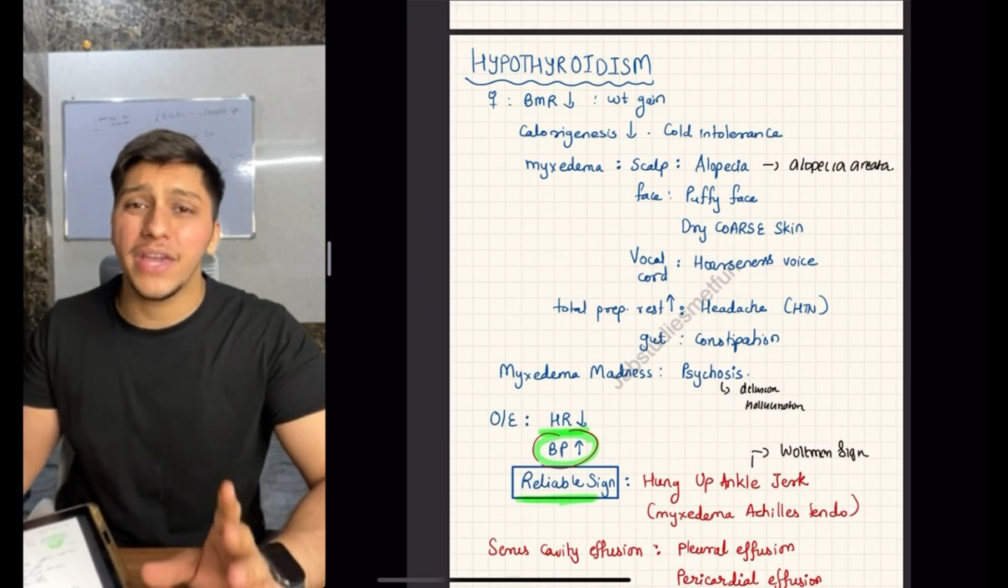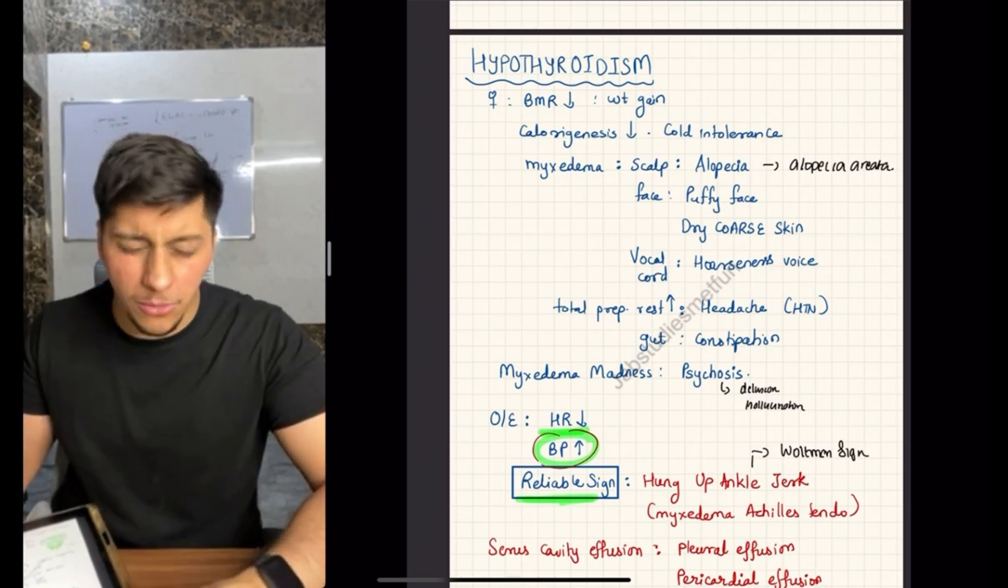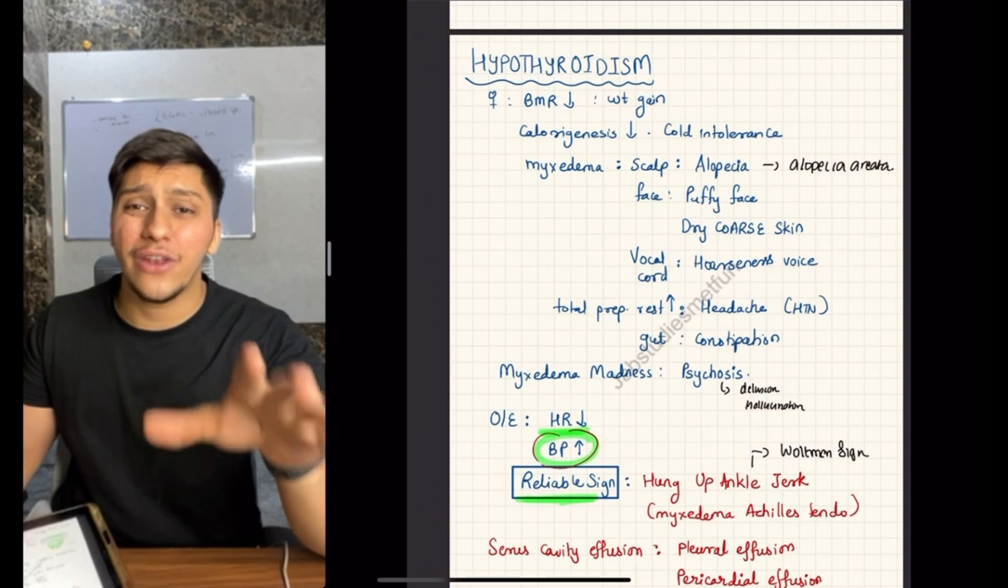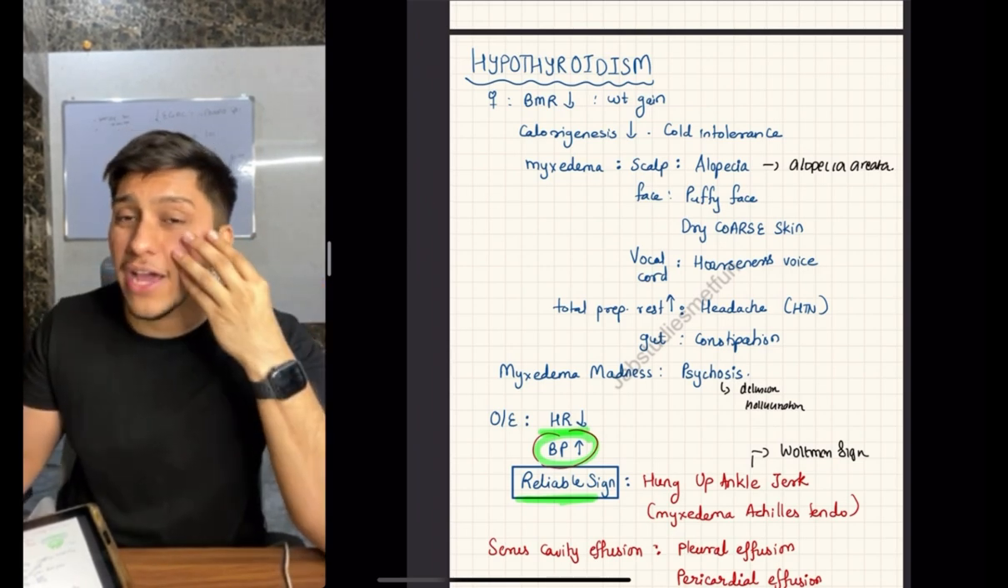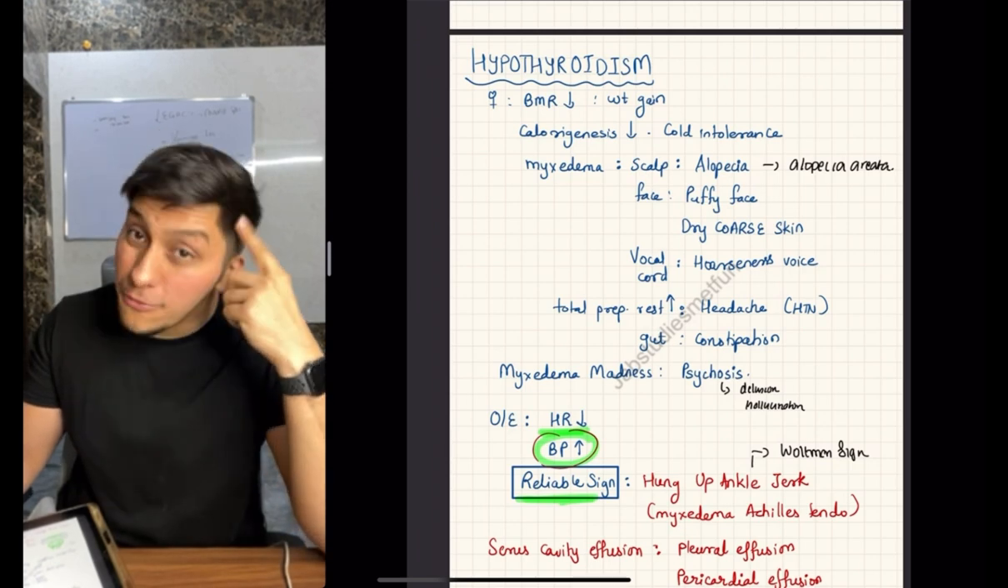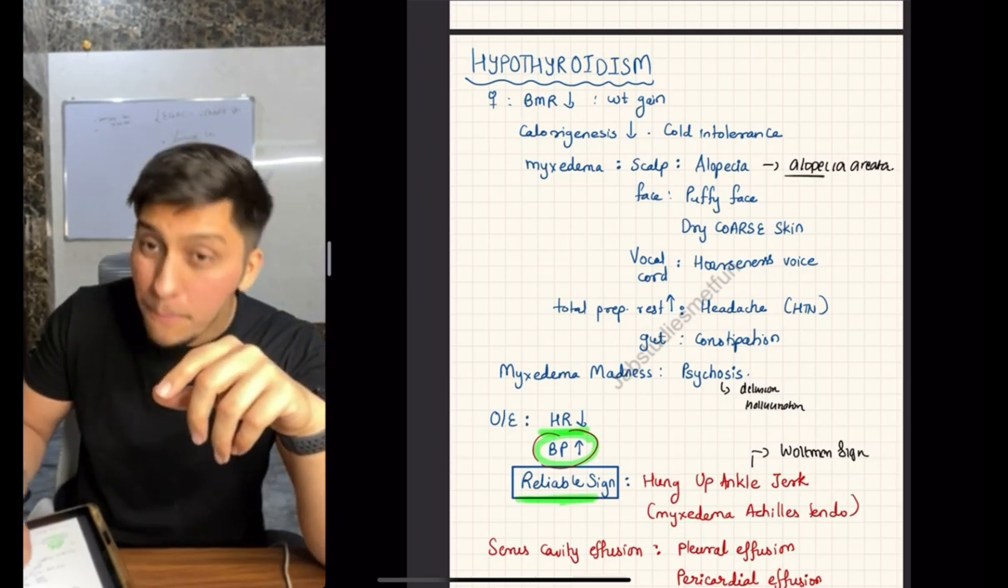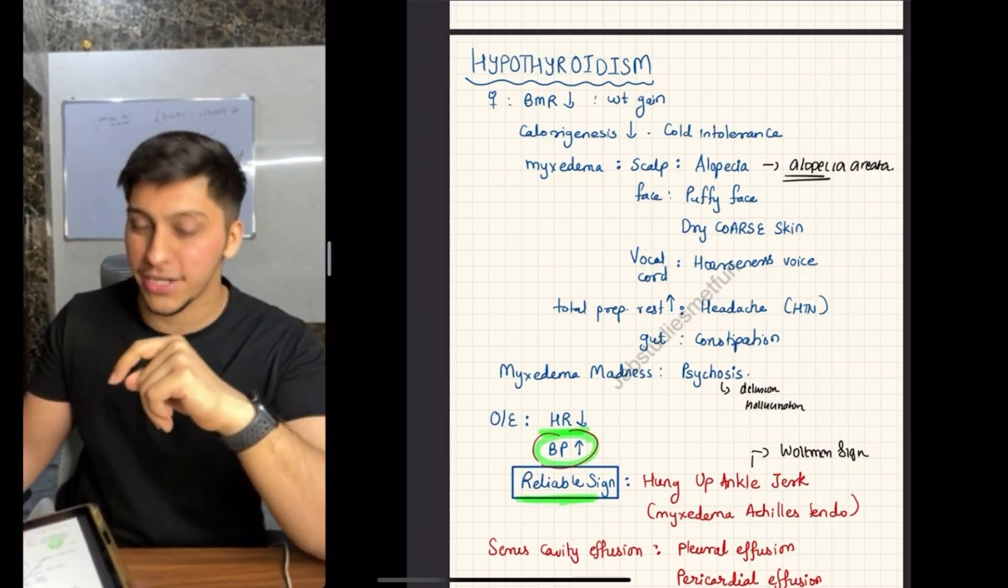In hypothyroidism, a female will have a decreased basal metabolic rate, so the patient will have weight gain. Calorigenesis is reduced, so the patient will have cold intolerance, especially in winter. They will have a puffy face. They will have alopecia, and the alopecia seen in hypothyroidism is going to be alopecia areata.